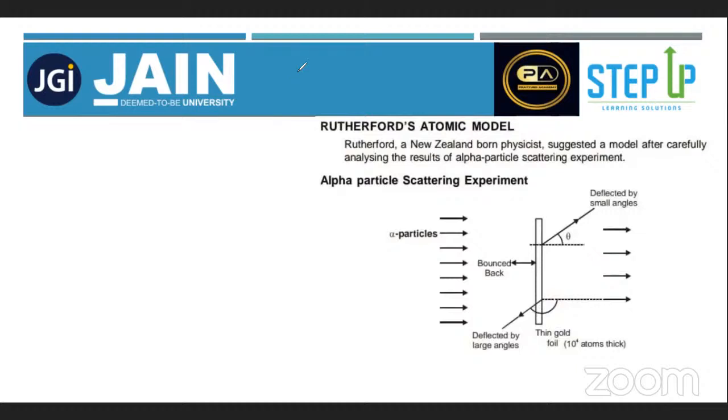Now when I'm talking about the Rutherford experiment, the Rutherford atomic model.